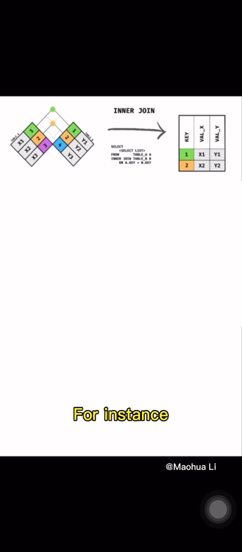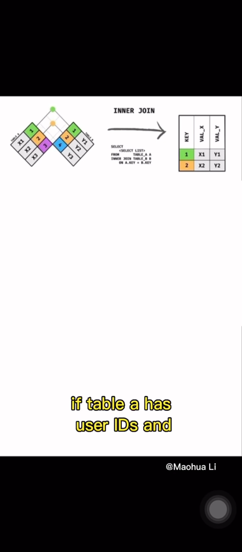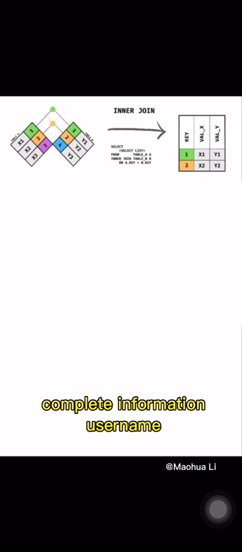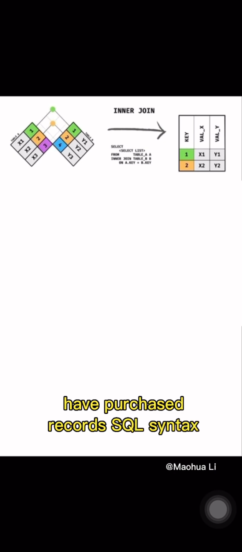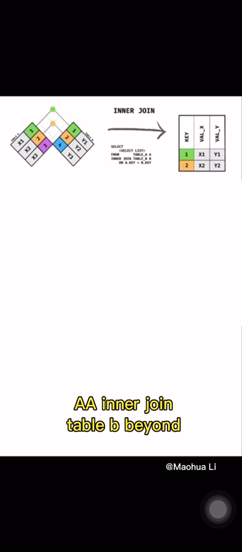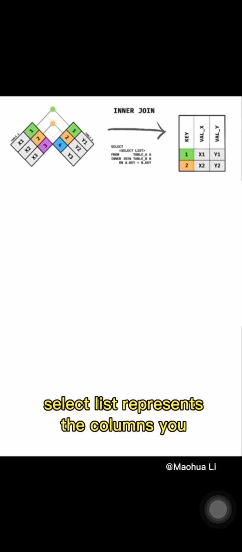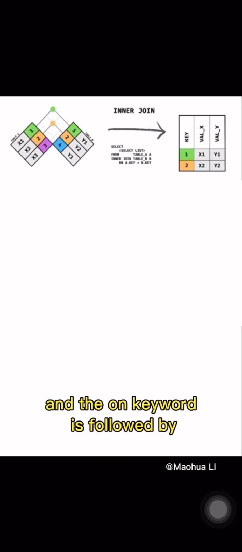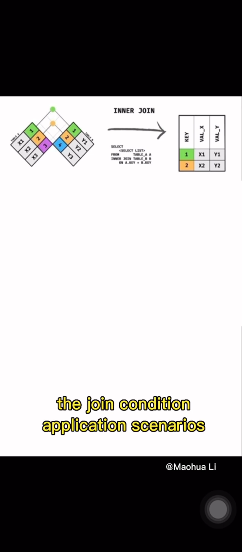B are selected. For instance, if Table A has user IDs and usernames, and Table B has user IDs and the products they purchased, an inner join can get the complete information, username, and purchase products of users who have purchase records. SQL syntax. Select list from Table A inner join Table B on A.key equals B.key. Here, select list represents the columns you want to query, and the on keyword is followed by the join condition.